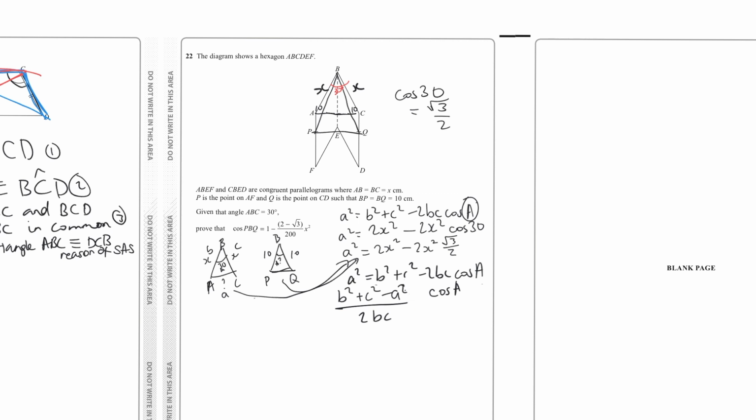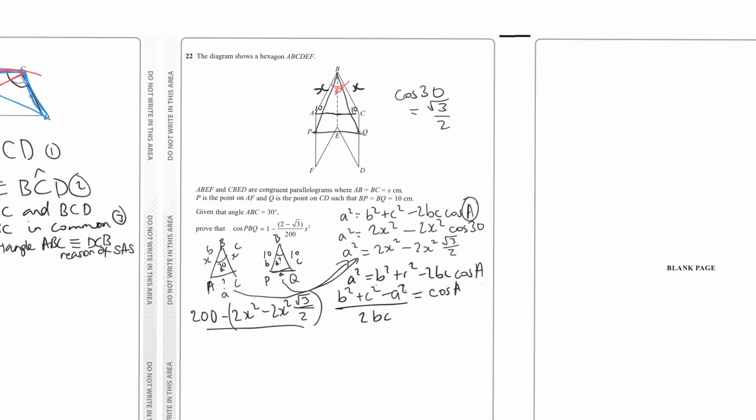So now I'm going to substitute. So always do it step by step in case. Don't rush like me. So b squared plus c squared. So this time our b and our c is the tens and our small a is the big long equation. So it's going to be 10 squared plus 10 squared, which is 200, minus the long equation, which is minus 2x squared minus 2x squared root 3 over 2.